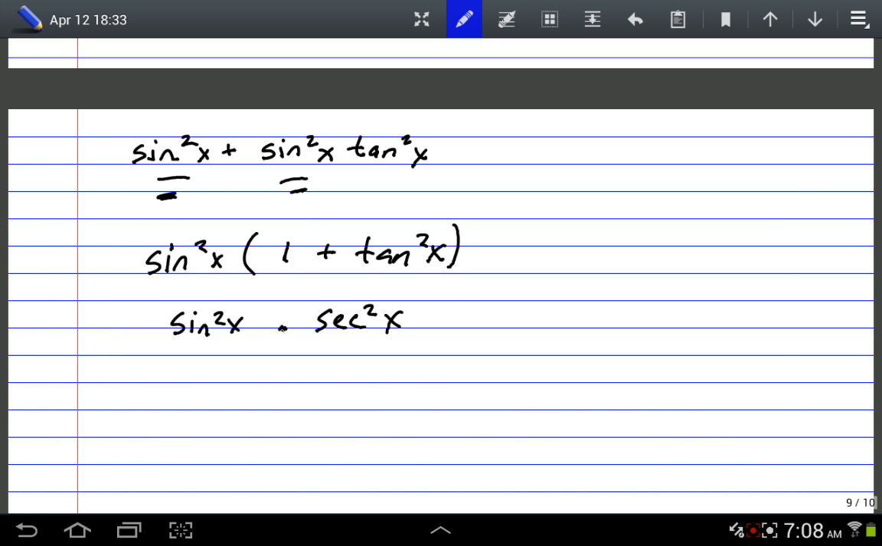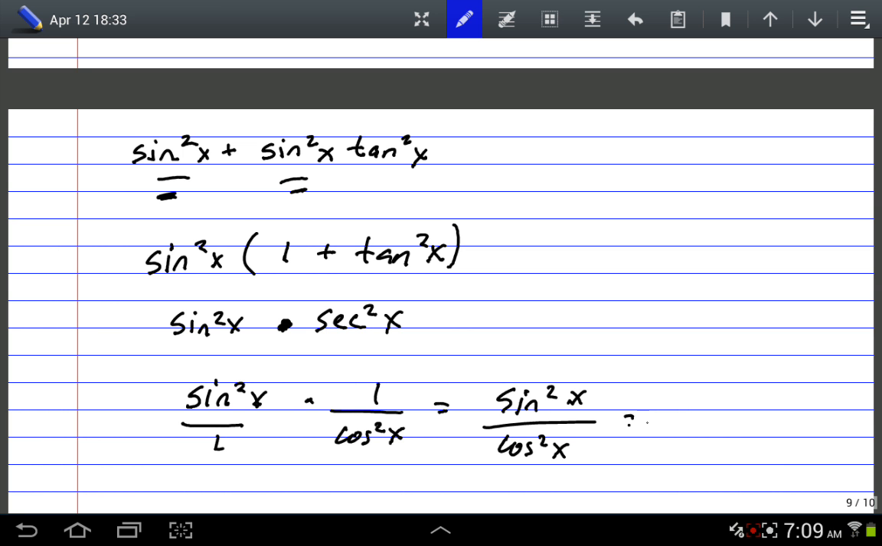Now multiplying, what strategy works really good with just multiplication? Right, change everything to sine and cosine. So we get sine squared x times what? 1 over cosine squared x. Let's multiply that. Nothing cancels, does it? So this is multiply. This will give me sine squared x over cosine squared x, which is tangent squared x.